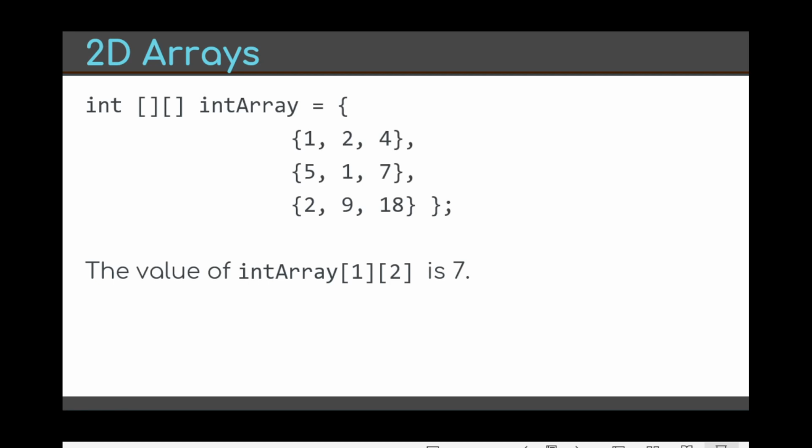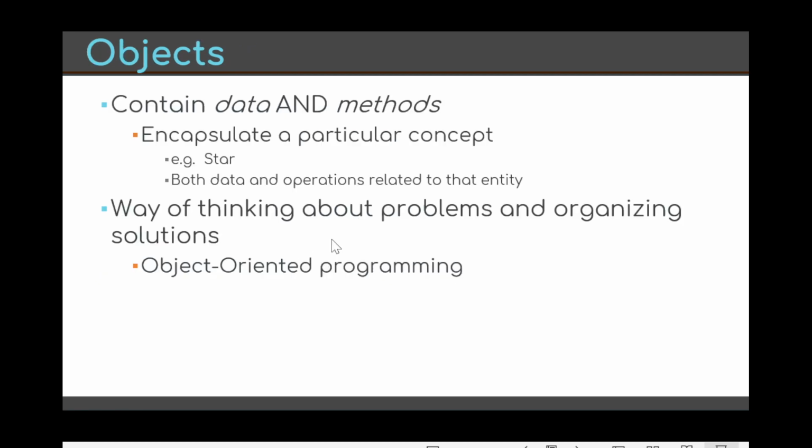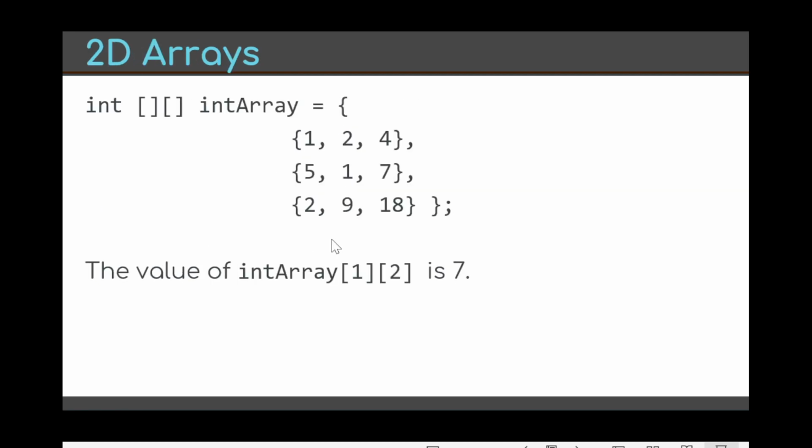So here, if you want to get an individual value, you use two square bracket index notifiers. The first one tells you which one of these arrays you should be looking at, and the second value is where inside of that array you should look. So 1, index 0, index 1. Okay, so we're looking at this one right here. 2, okay, 0, 1, 2. The value is 7.